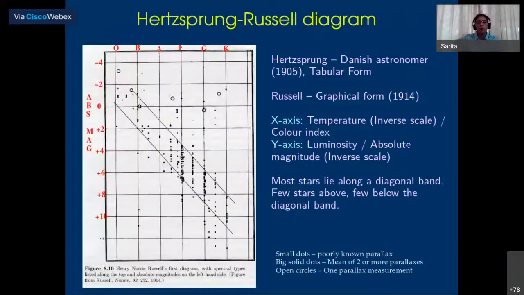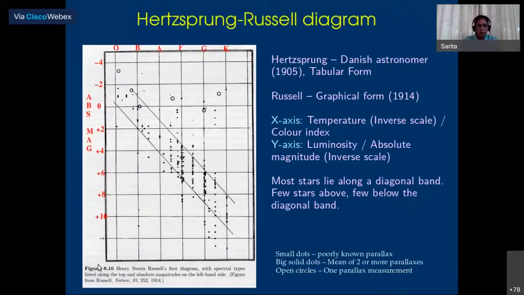If you are plotting the absolute magnitude, then of course it will come in inverse scale, and if you are plotting luminosity, you will see that it goes up. So this was the first plot made of luminosity versus effective temperature. Because it was done by these two astronomers, it is known as the Hertzsprung-Russell diagram.